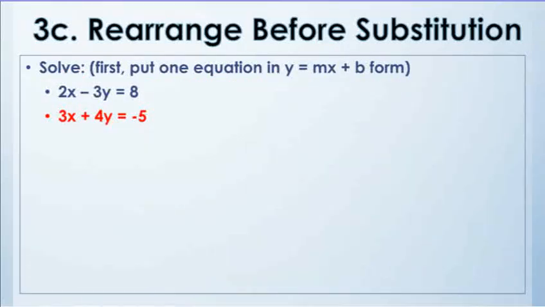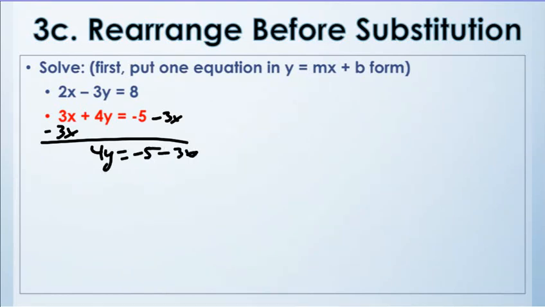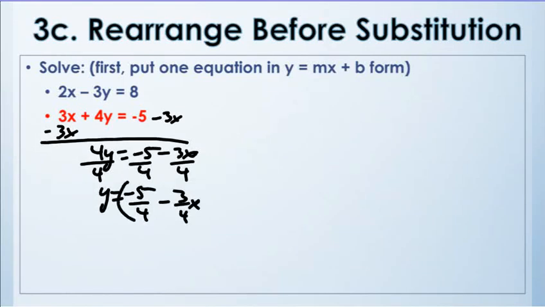Next one, rearrange. So I'm just going to rearrange the bottom one. So I'm going to subtract 3x on both sides. 4y equals negative 5 minus 3x. Divide by 4. End up with y equaling negative 5/4 minus 3/4 x. This is what y equals. So I'm going to substitute that in for the y of the other equation.